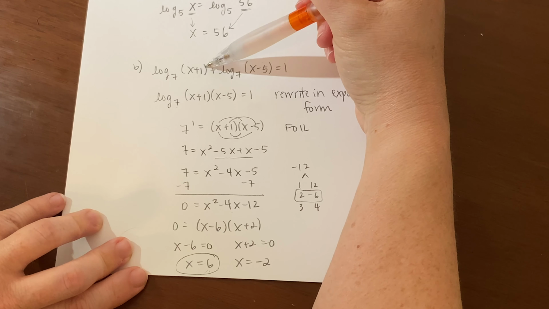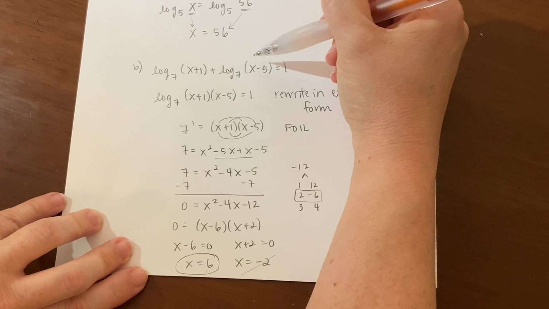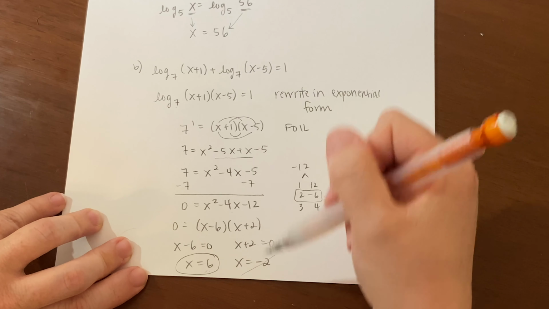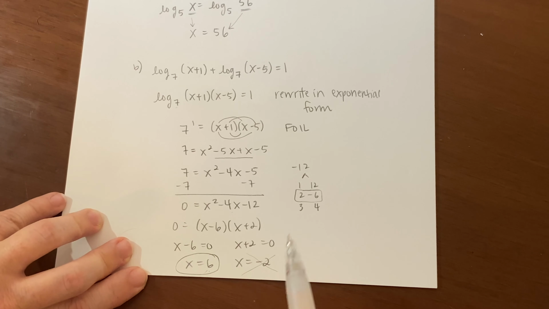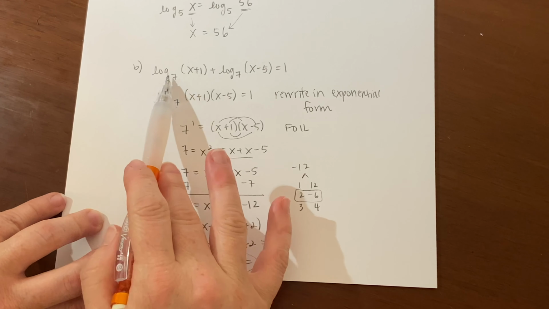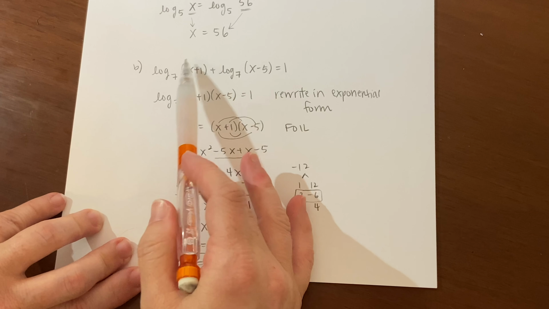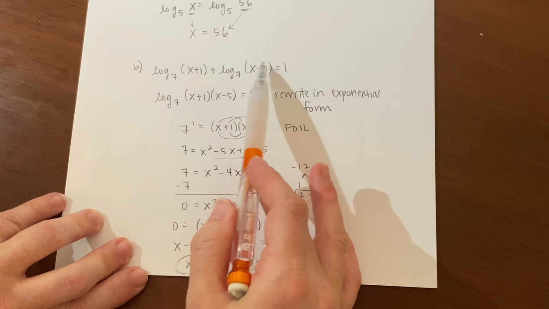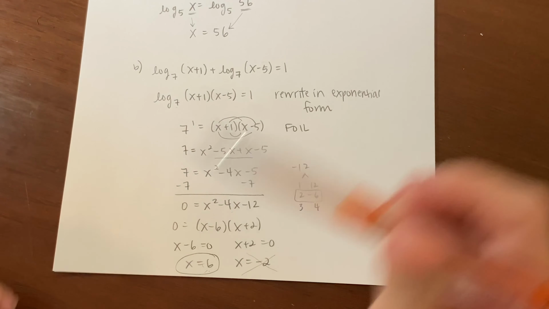Negative 2 plus 1 is negative 1. So that one is not going to work. Negative 2 minus 5 is negative 7. So it doubly doesn't work. It only has to be canceled out once. But we cannot take the log of a negative number. So if you plug it back in and you get a negative value in this position, you're not going to be able to use that solution. So the solution for this one is just x equals 6.